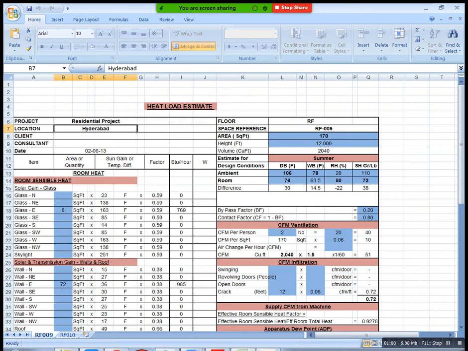Next we have client. Okay, client requirement. Okay, what you need: client name and a consultant name. Okay, and the date of the project, issued date. And next here we have floor. Okay, how many floors are there in that? Okay, that is ground floor, first floor. You are calculating heat load now, that is ground floor or first floor or second floor. That is your choice. Okay, based on your requirement you can go with that.